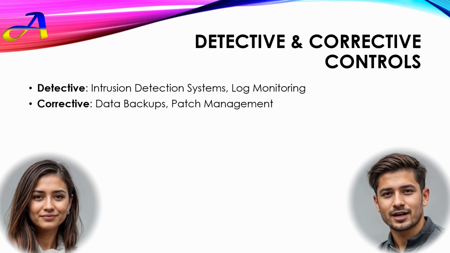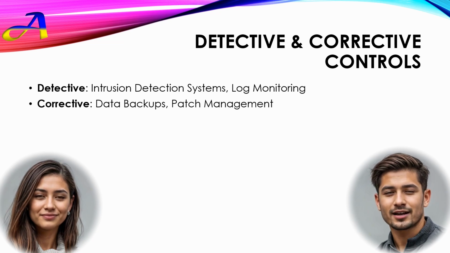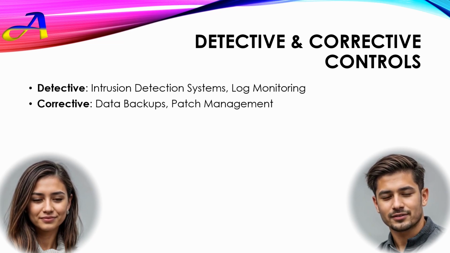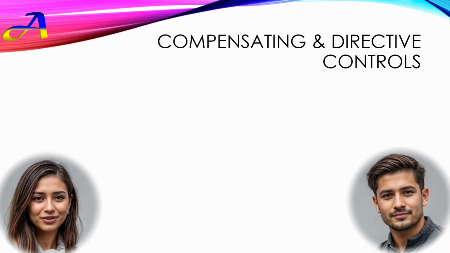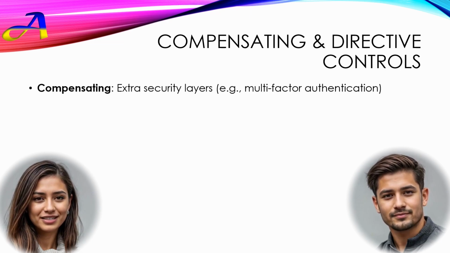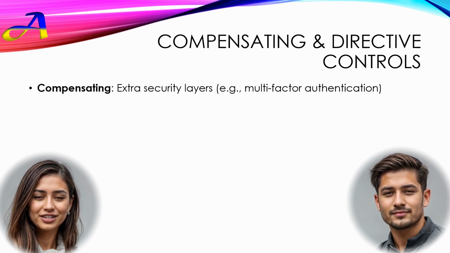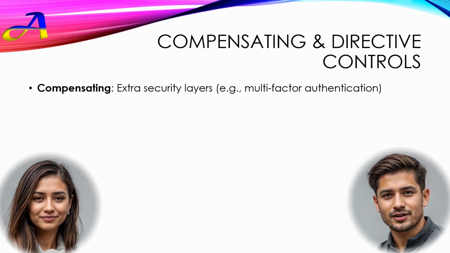Exactly. Got it. So now what about those times when we need an extra layer of protection, just in case? Right. So that's where compensating controls come in. Okay. So compensating controls are basically our backup plan when our primary controls fail. So it's like that secret escape tunnel. Exactly. A secret escape tunnel. Okay. So a good example of a compensating control is multi-factor authentication. Right. So if somebody steals your password, they still can't get in. Exactly. They need that second factor. Like that code on your phone.